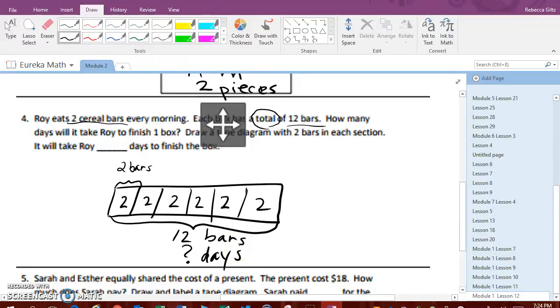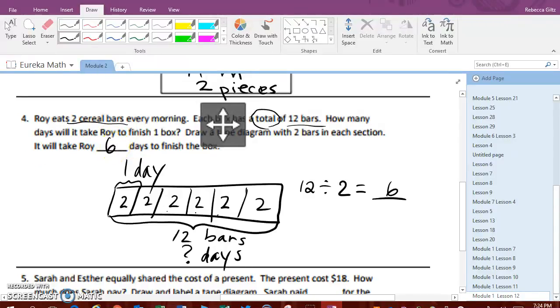Okay? We've got everything we know now. We can divide our total by the number of bars each day to figure out how many days. Well, we can figure out how many days by just counting the sections here. This represents 1 day, 2 days, 3 days, 4 days, 5 days, 6 days. And that's also a different label you could put up here if that makes more sense to you. This is 1 day of eating. Okay? So to answer the sentence, it will take Roy 6 days to finish the box.